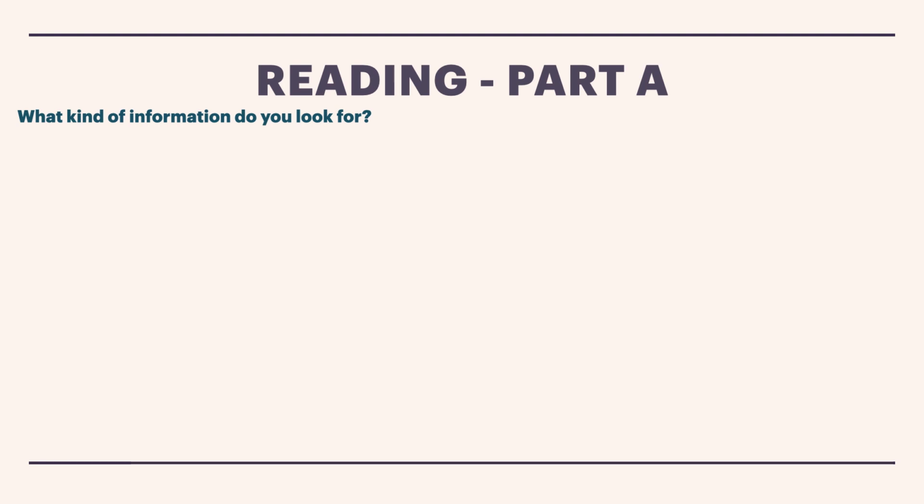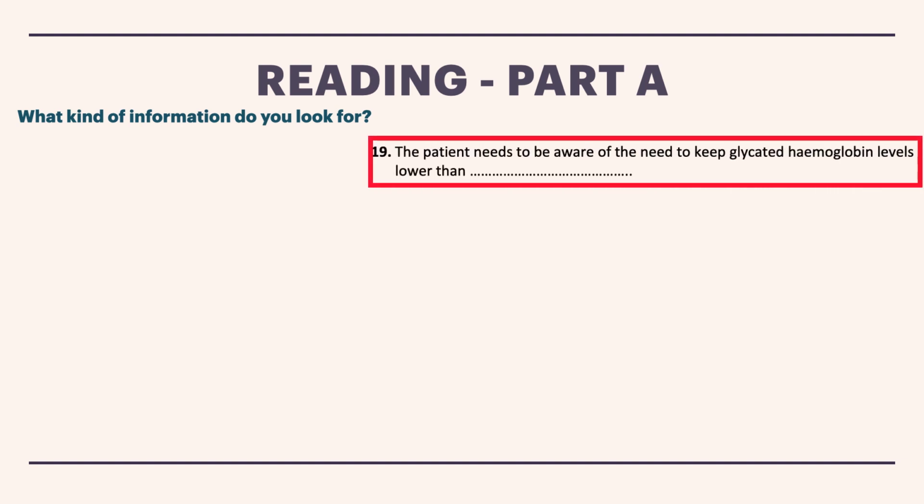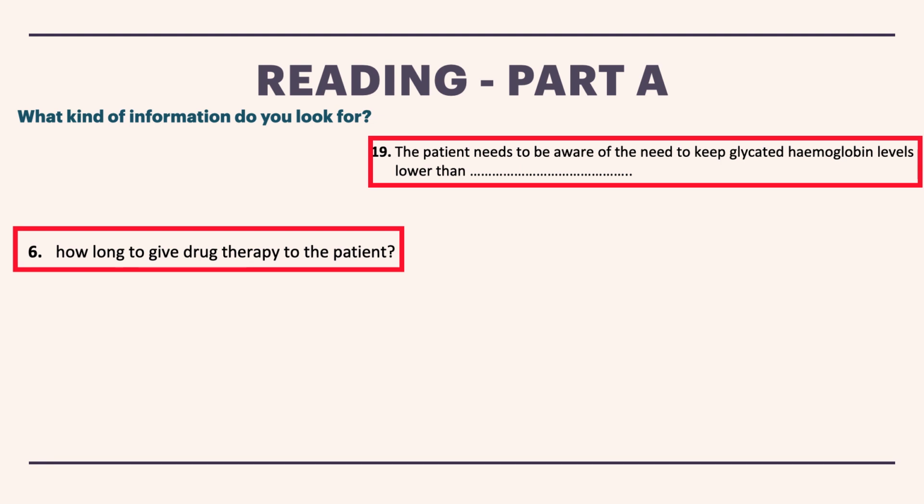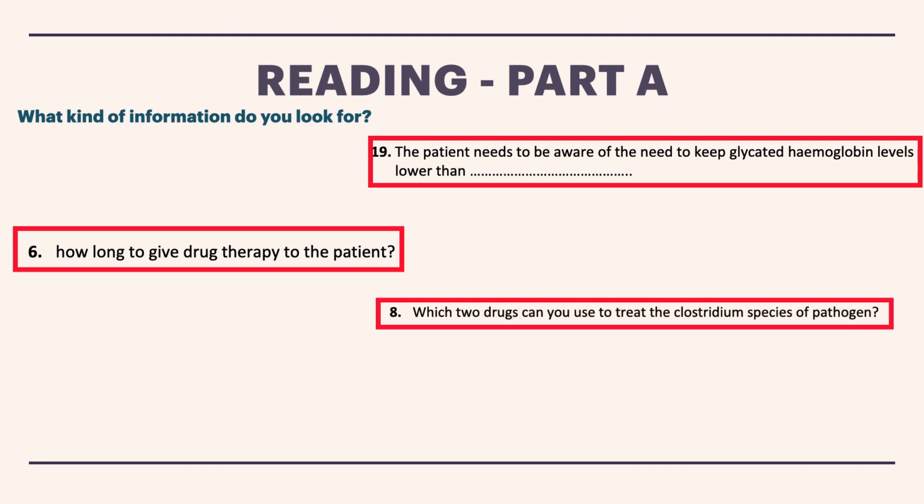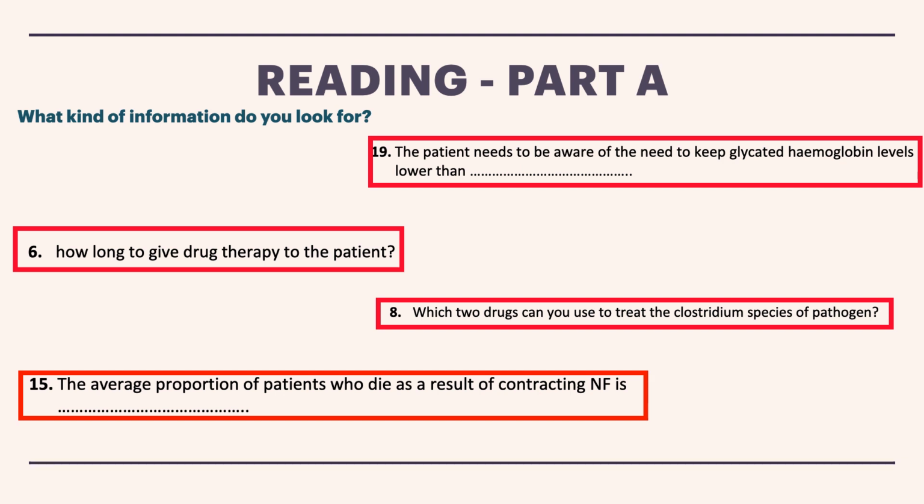Before scanning for specific information, you might be able to predict the nature of the answer or the information you are looking for by reading and understanding the question. For example, the patient needs to be aware of the need to keep glycated hemoglobin levels lower than dash. The answer would more likely be a number. How long to give drug therapy to the patient is asking us to find out a time period or duration. Which 2 drugs can use to treat the Clostridium species of pathogens is asking us the name of the drugs. The average proportion of patients who die as a result of contracting NF is dash. So the answer would be a number.